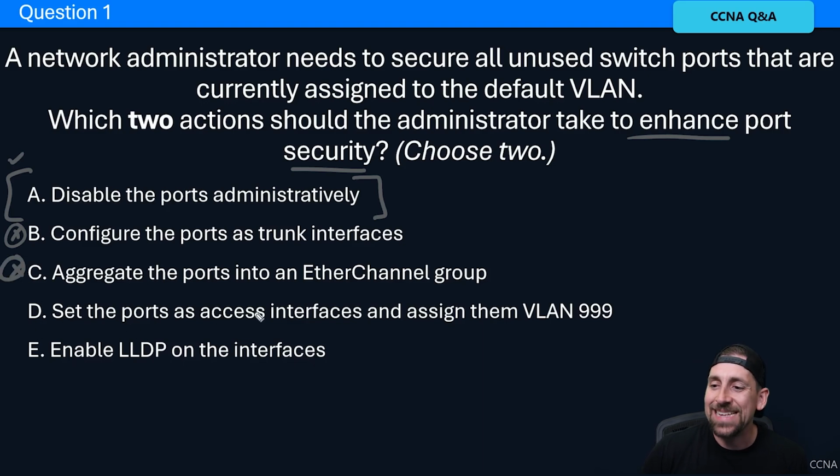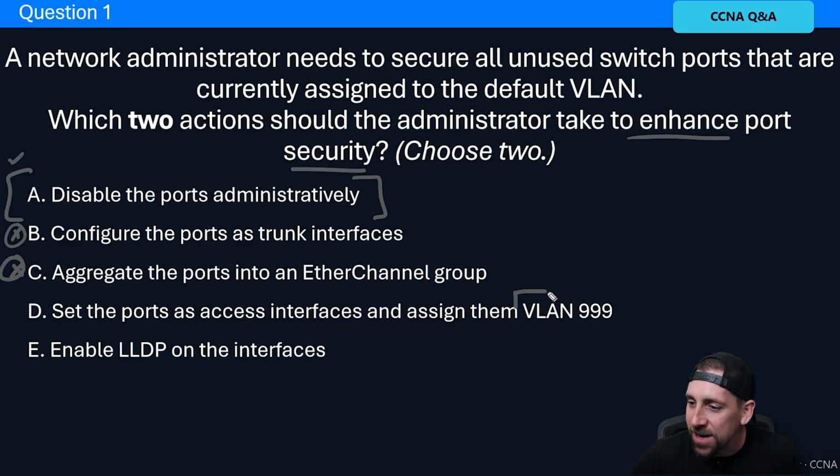D, set the ports as access interfaces and assign them to VLAN 999. The first part of this, again, they're trying to mess with you here, right? Disable administratively, you're like, I don't know. Access interfaces, that's giving them access to the network, and then assign them to 999. What they're asking you to do is think like a network administrator.